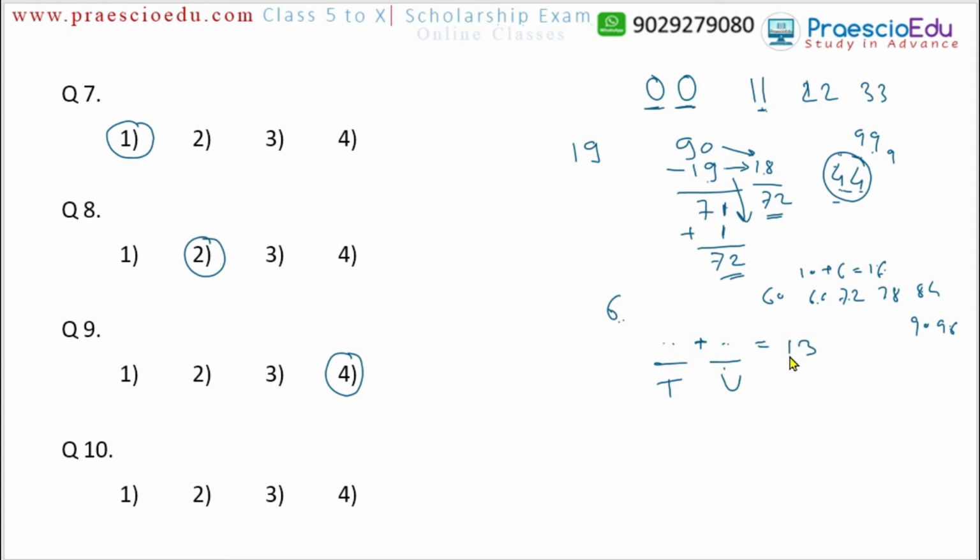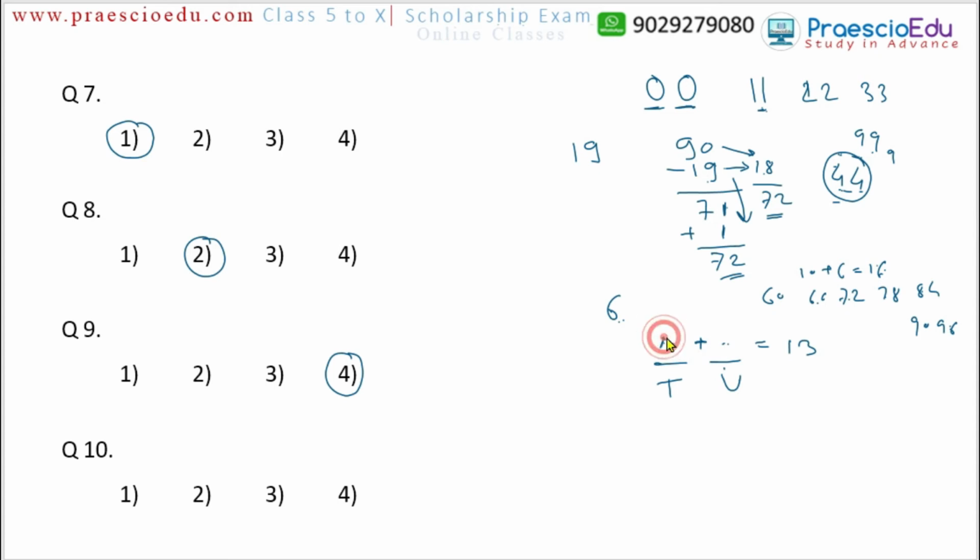If 27 is added to the number, the digits get interchanged. What is the number? In this case, we first have to check the available options. There is another method, if it is not an objective exam, just for your information: we can assume something.